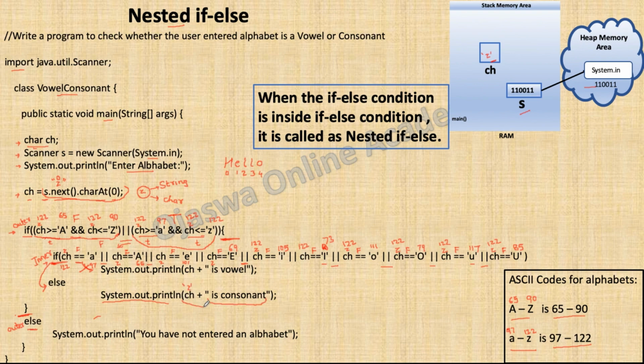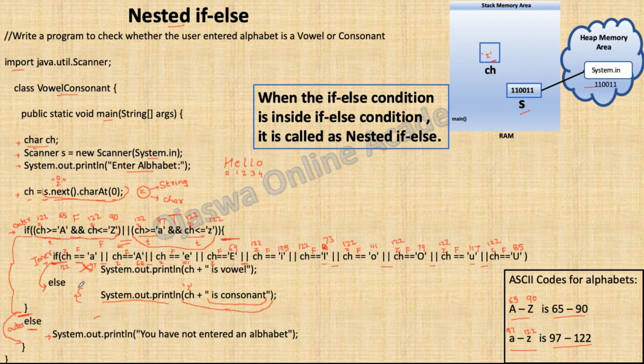So this whole thing will be printed to the output screen. Z is a consonant. So my output will be 'z is a consonant'. Now control will come out of the else block. Control will come out of the outer if, and here your program terminates. My outer if condition was true. Hence the control never goes to the else part, and my inner if condition was false. Hence the control goes to the inner else part.